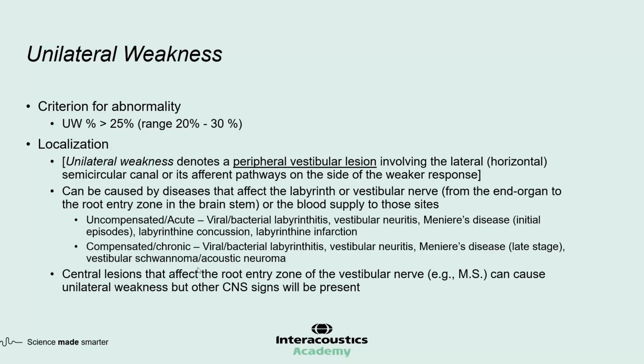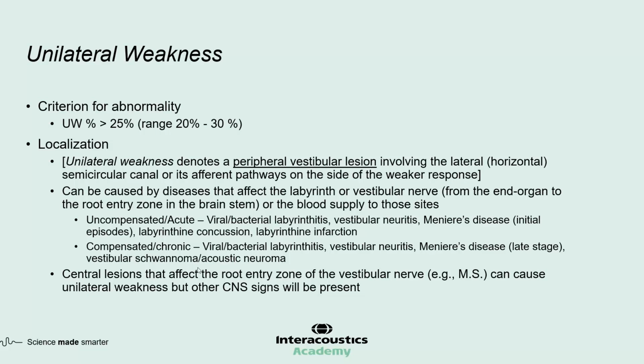So in the acute case, you have the weakness along with the significant spontaneous nystagmus. Once you get to the statically compensated or chronic stage, the spontaneous nystagmus will disappear, but the weakness should remain as it was. As long as the lesion is stable, it should remain. So, for example, viral or bacterial labyrinthitis or vestibular neuritis have both an acute phase and a chronic phase.